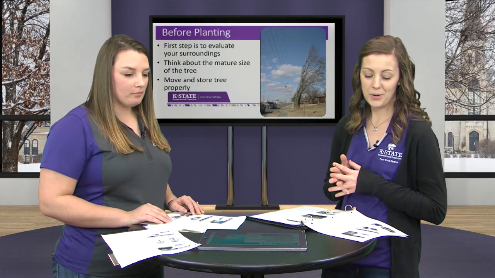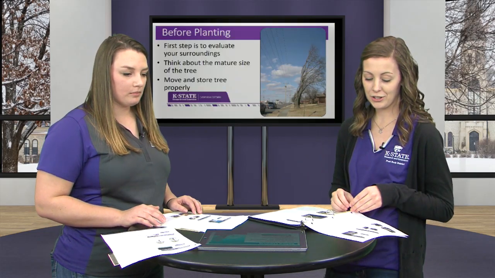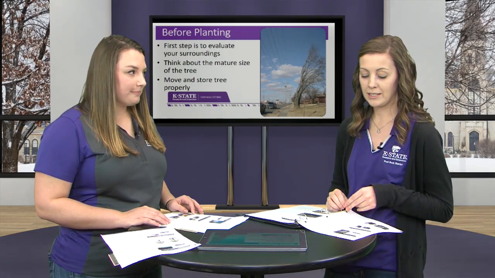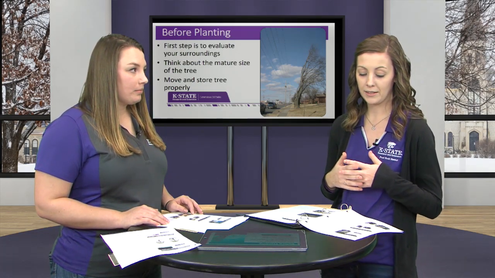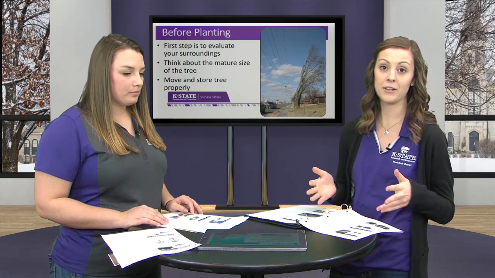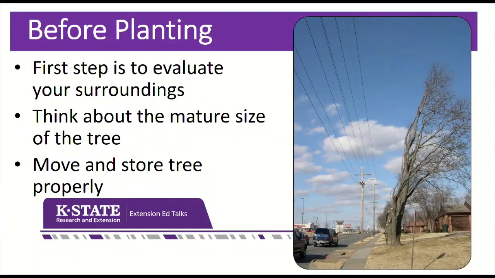So now we're going to be talking about some planting tips. So when you are going to plant your tree, before you start planting it, you want to think about certain things. So like we talked about, you want to evaluate your surroundings, make sure you're not going to end up like this tree, which had to be severely pruned so it didn't get into some power lines. So think about the mature size of that tree. So even though it's a little baby tree when you buy it, know that it might get a lot larger.